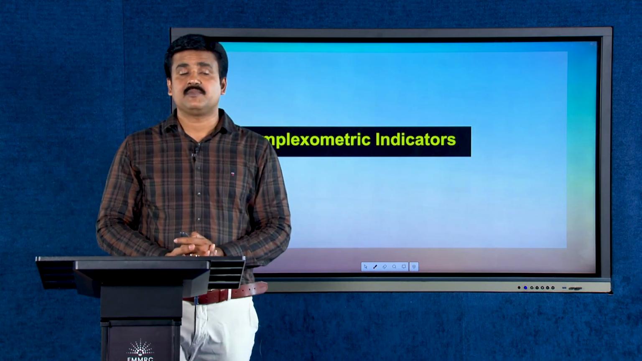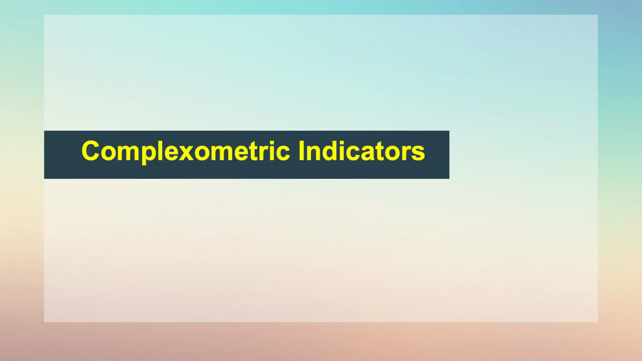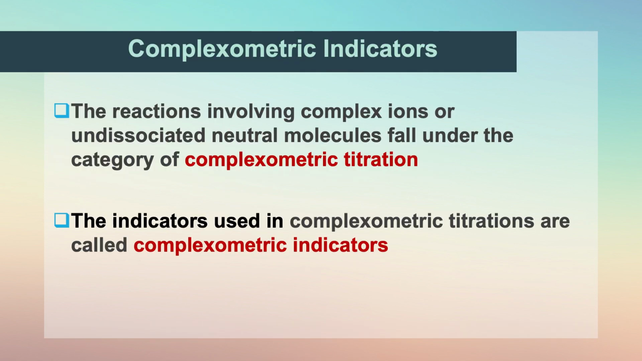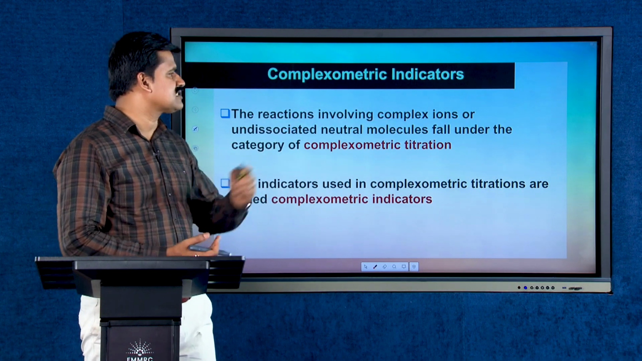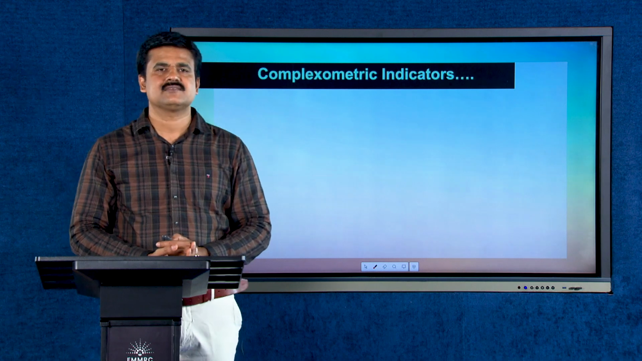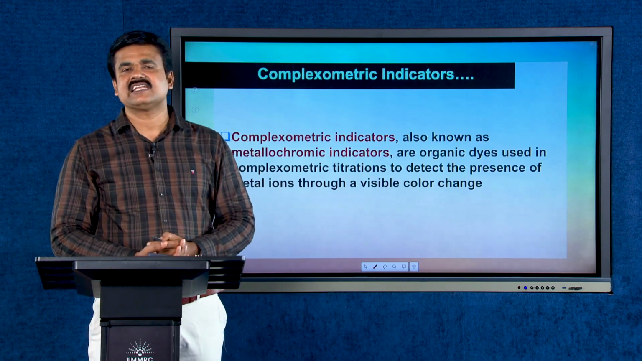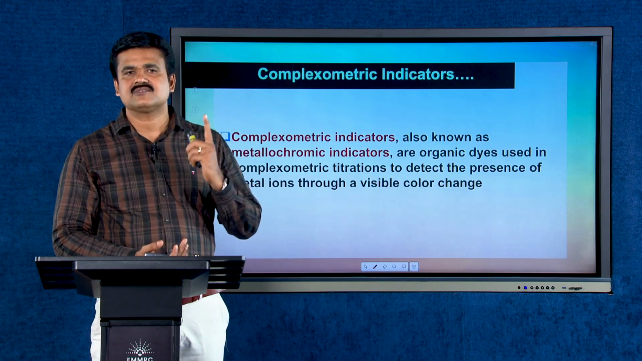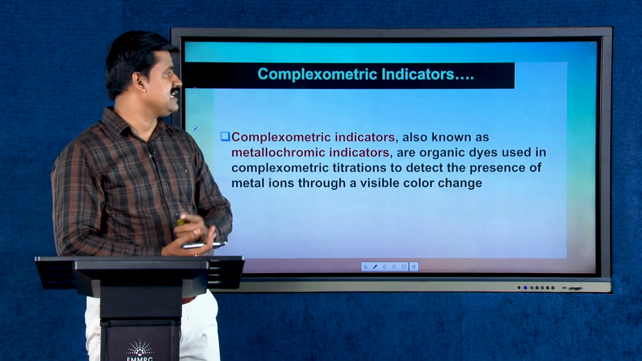Now, the last part of the present discussion is the complexometric indicators. The reaction involving complex ions or undissociated neutral molecules falls under the category of complexometric titration. This point is clear to you. Now, the indicators used in complexometric titration are called complexometric indicators. Complexometric indicators have a synonym. They are also known as metallochromic indicators.